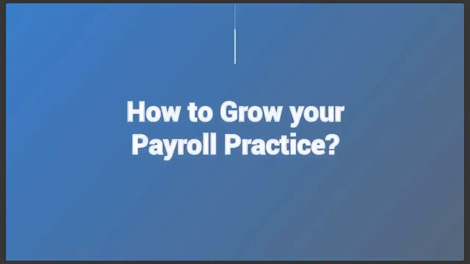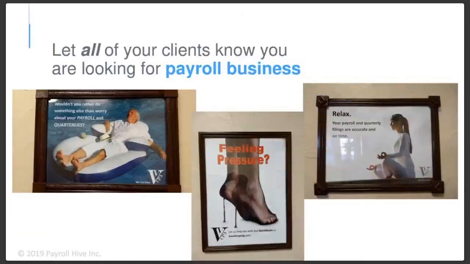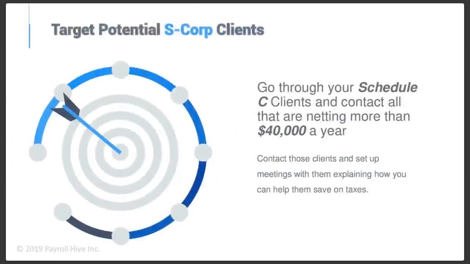We put posters in our conference rooms just so that the clients can see some of the other services that we offer. So these are some actual posters that we have in our office, just letting people know that we do payroll services. And the next thing I'd suggest is that you go through your Schedule C clients and you can contact all of them that are netting more than $40,000 a year. I like to explain to our clients about the self-employment tax, and they could possibly save taxes by operating as an S corp and recharacterizing some of their earned income as unearned income.